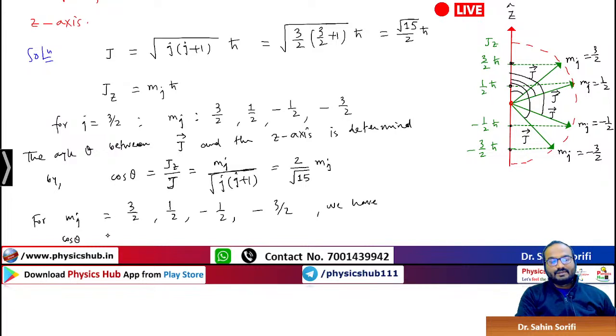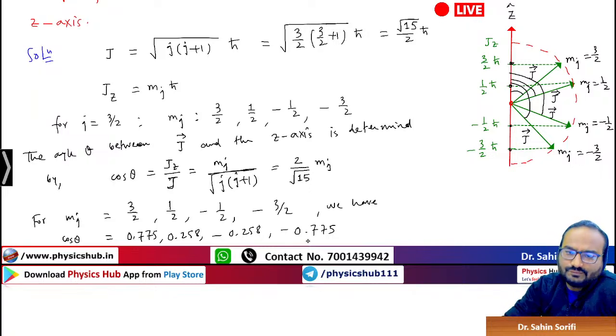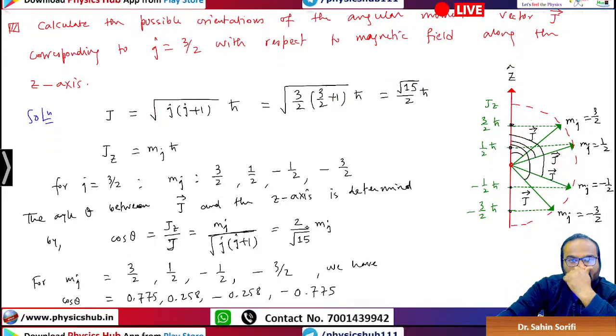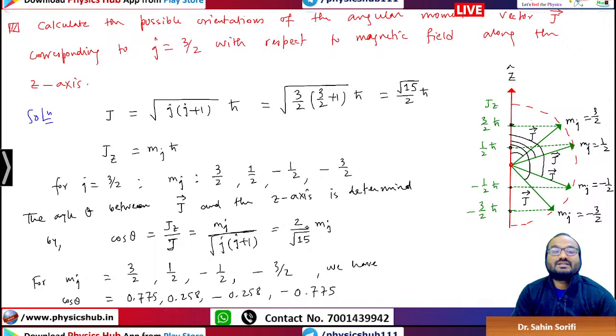cos theta is equals to 2 by root over 15 into 3 by 2, we will get around 0.775. We will get 0.258. So minus 0.258, minus 0.775. So in this way you can get the value of cos theta. Once you know the cos theta, you can easily calculate the value of theta. So this is how we calculate the possible orientation of the angular momentum vector j corresponding to j is equals to 3 by 2 with respect to the magnetic field along the z direction.